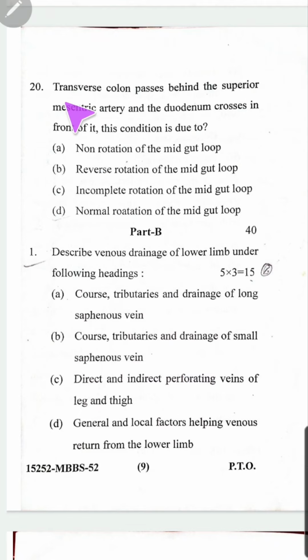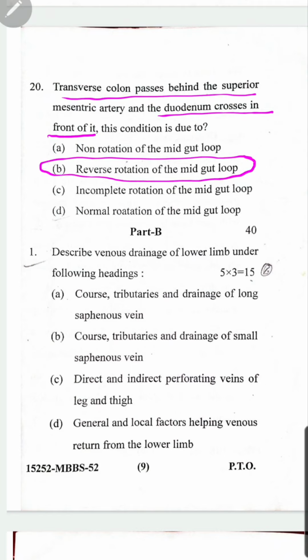Transverse colon passes behind the superior mesenteric artery. Remembered? You've seen the diagram. And the duodenum crosses in front of it. This condition is due to, I have just now told you that this condition will be called reverse rotation of the midgut loop. So for question 20, your answer will be B.